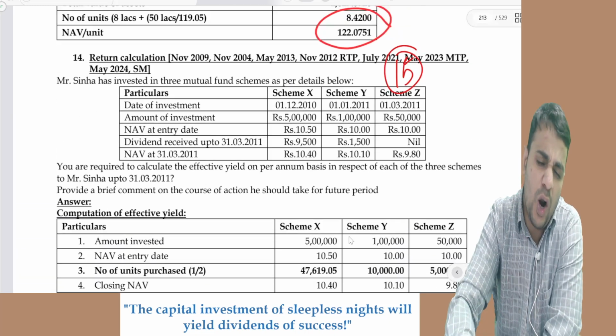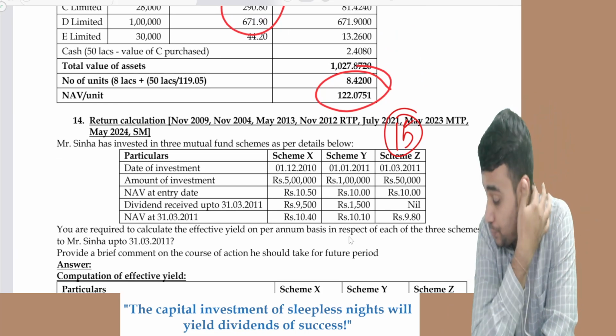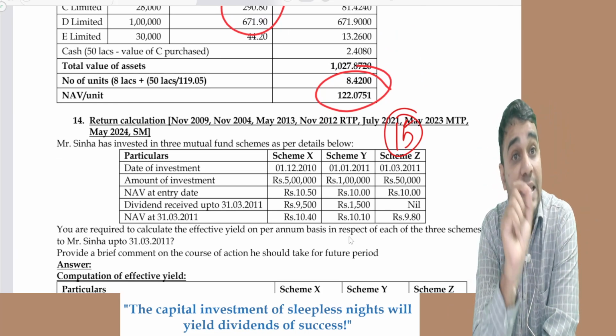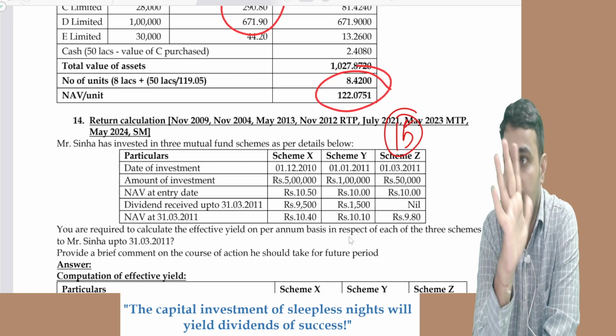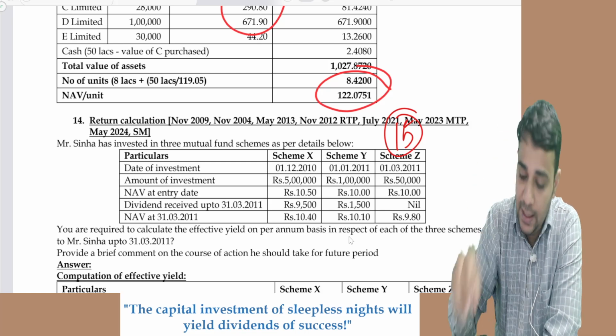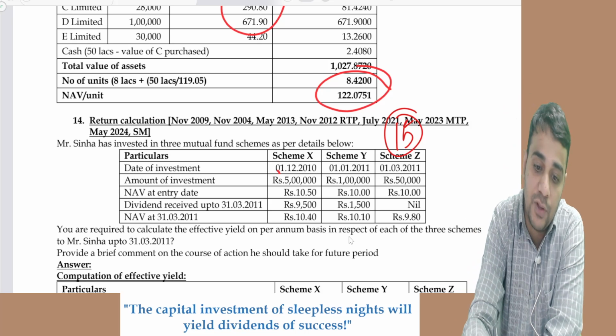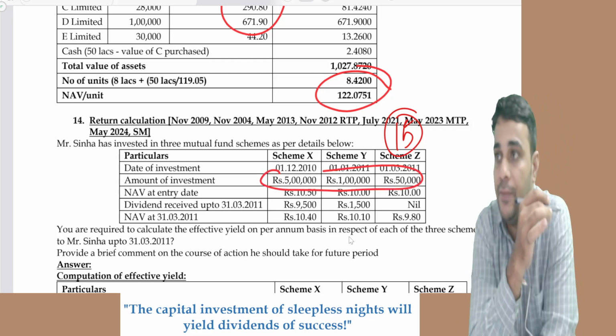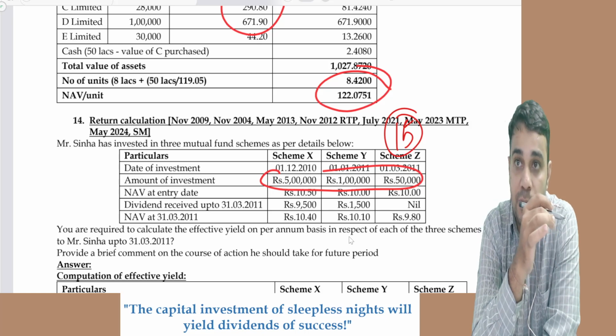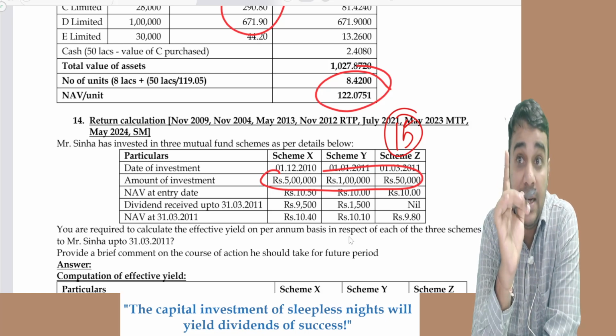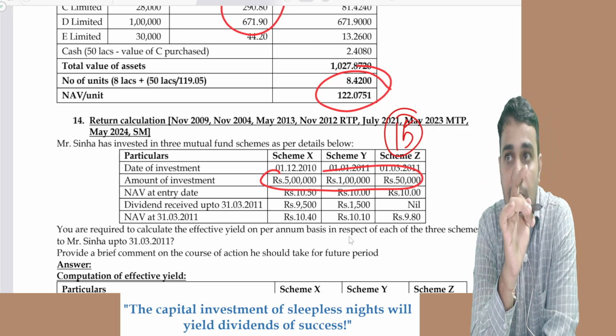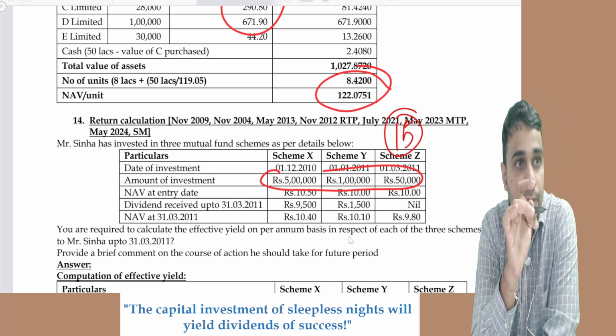Now, a lot of variants of this question have come in exam. In one exam ICAI said dividend yield. Instead of giving the dividend number, they said dividend yield. If they give dividend yield, please multiply with your amount of investment. If it's dividend rate, multiply with the face value of the investment.